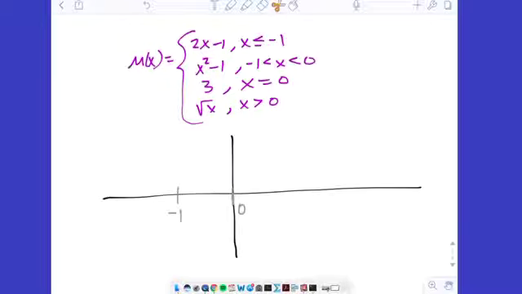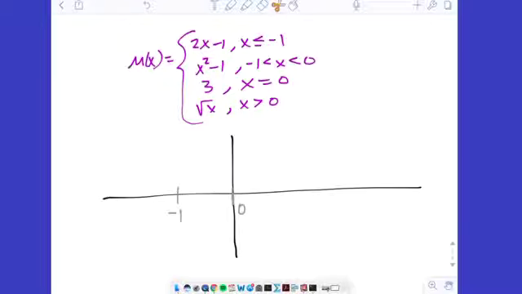A piecewise function is kind of like a small little computer program, really. The values of x on the right are kind of like your inputs, like if-then statements. If x is less than negative 1, then graph 2x minus 1. If x is between negative 1 and 0, then sketch the parabola x squared minus 1. If x is 0, then put a dot at 0, 3. And if x is bigger than 0, sketch the function square root of x. So even though we put them second, they're kind of the first things we consider.